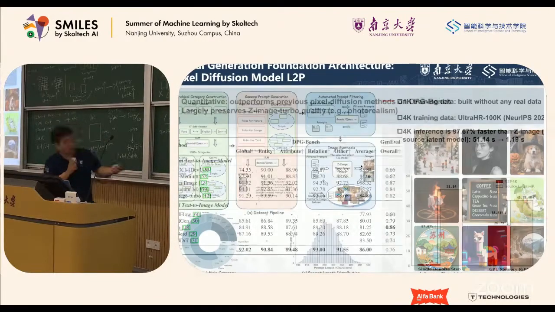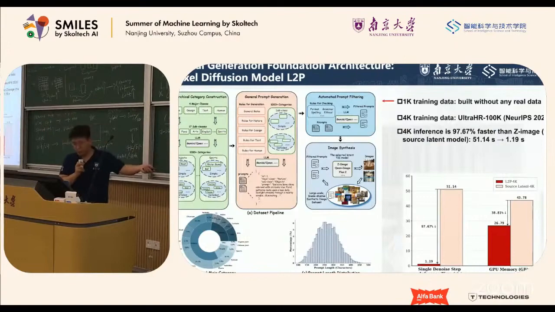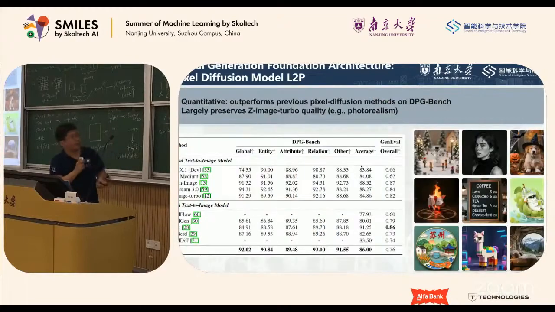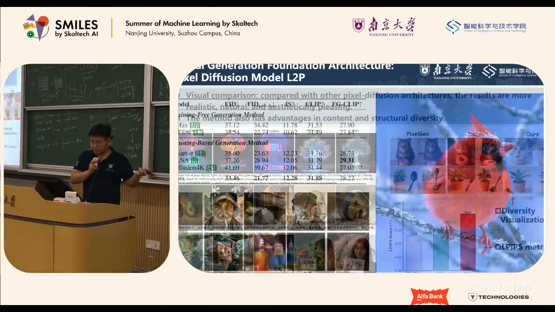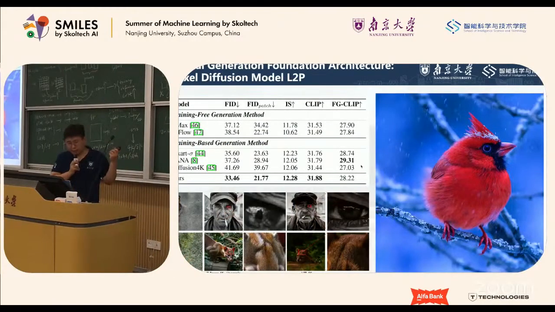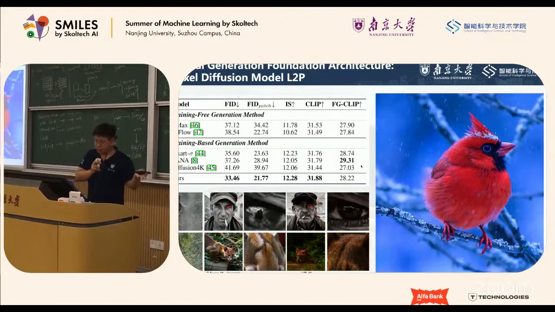And actually, you can see that at 4K resolution, the inference is accelerated by 98% compared with the source latent model, Qwen-Image. And the time is reduced from 51 seconds to just 1.2 seconds. And here are the performance results. Here are some quantitative results and qualitative results.